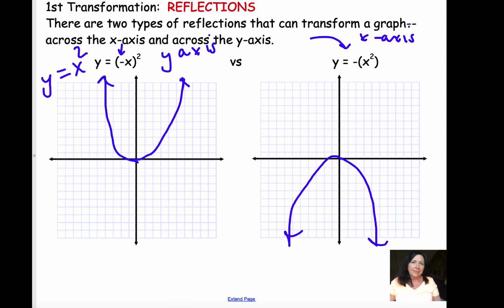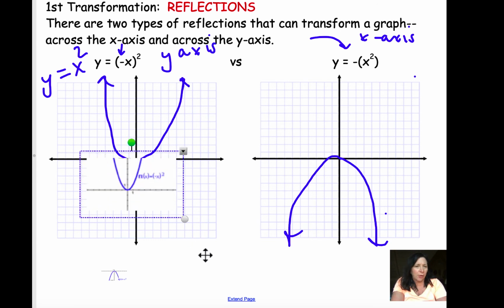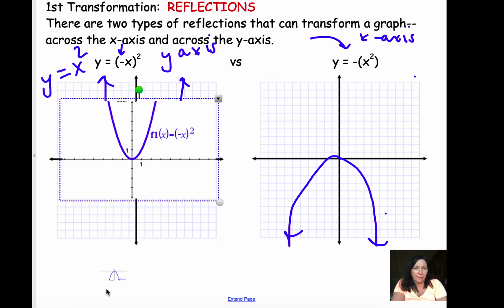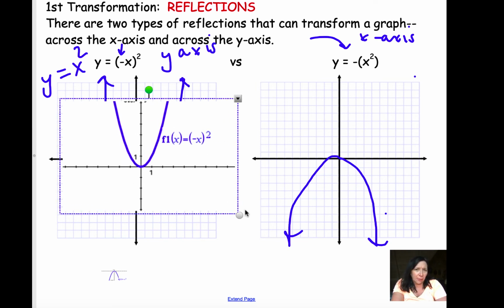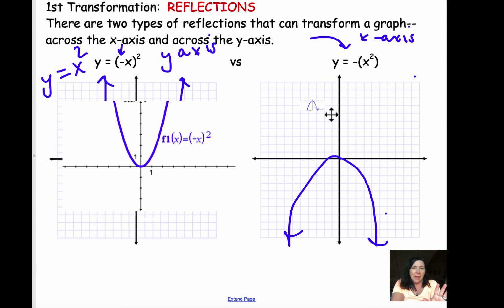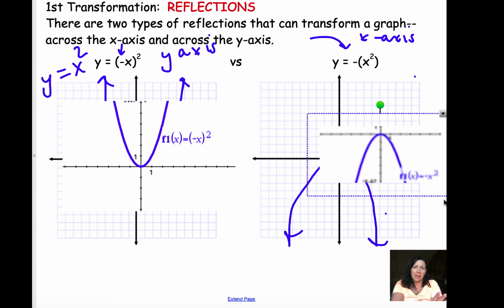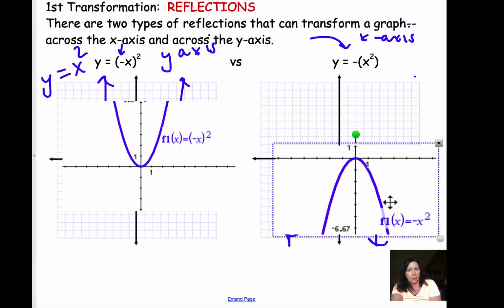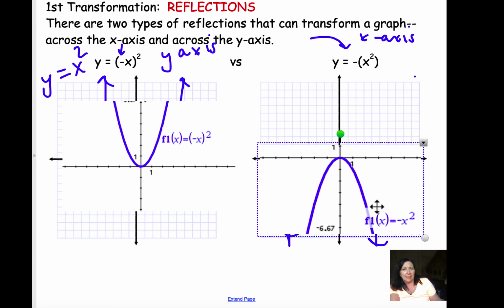And just showing you what it would look like on your calculator, that's what it would look like for the negative inside. Again, it's just flipping across the y-axis like that. And this is what it would look like on your graphing calculator if you just type that in like that.